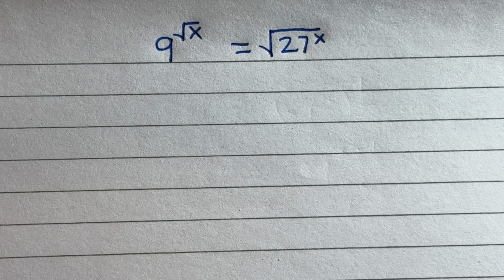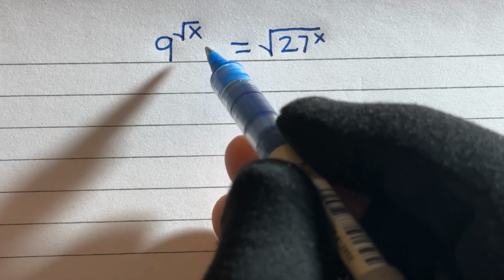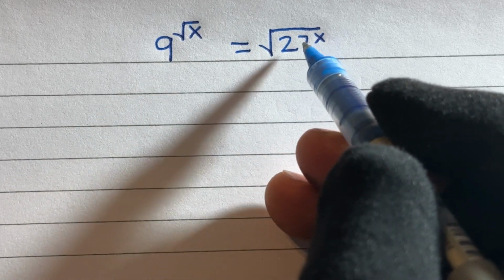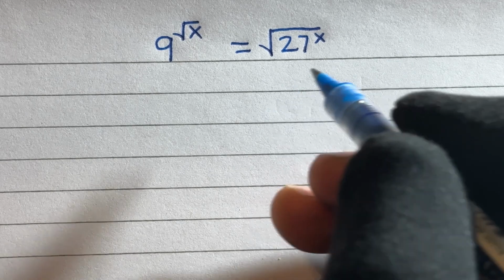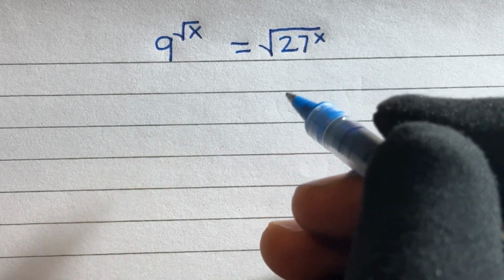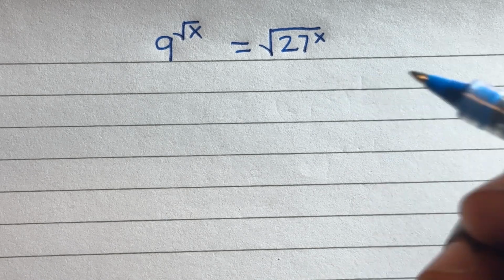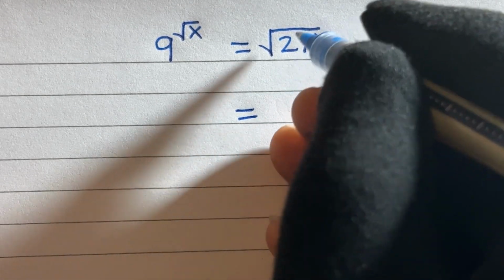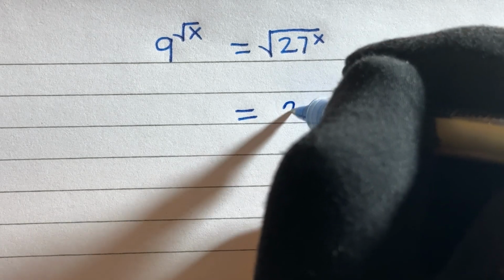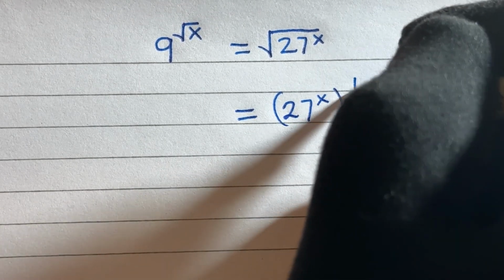Let us solve for x in this exponential equation: 9 raised to power the square root of x is equal to the square root of 27 raised to power x. There are a number of ways to begin this solution process, but I'm going to start from the right hand side. Get rid of this radical by expressing the expression as 27 raised to power x, then raised to power 1 over 2.